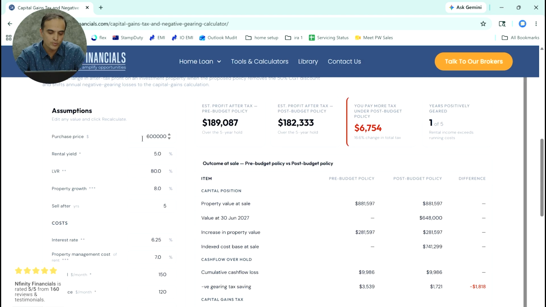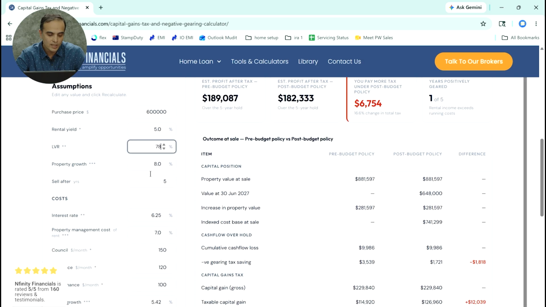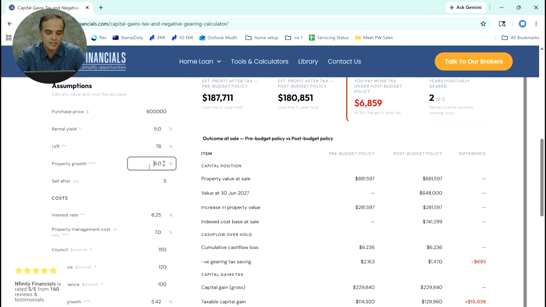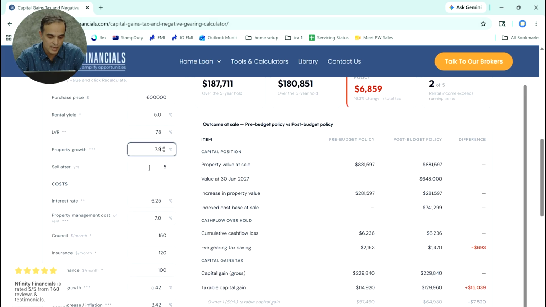Let's say you're looking to purchase a property of 600K with a rental yield of 5% and you're taking a loan of 80%. Then an assumption of how much the property will grow. You have to assume a figure there and we'll keep this as a constant in the analysis. Let's say an assumed growth of 8%, and you want to sell this after 8 years.